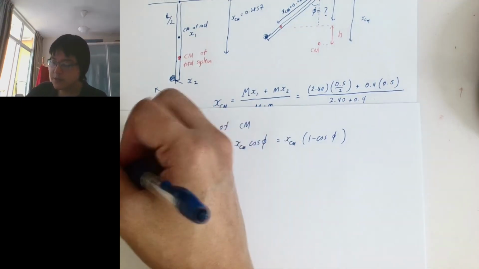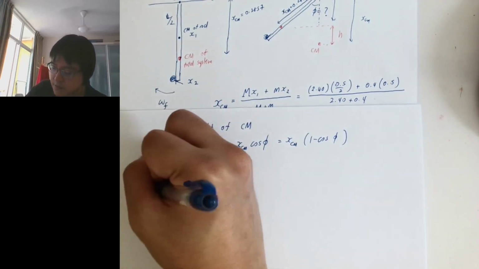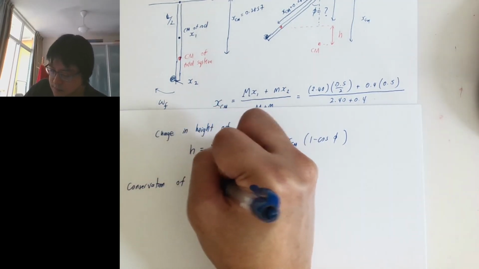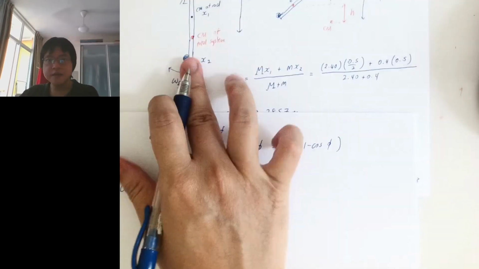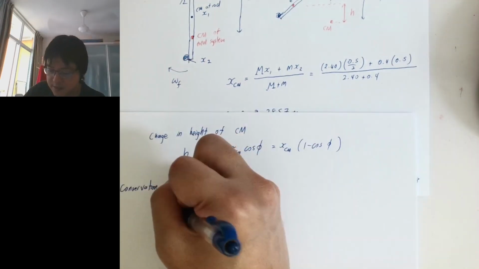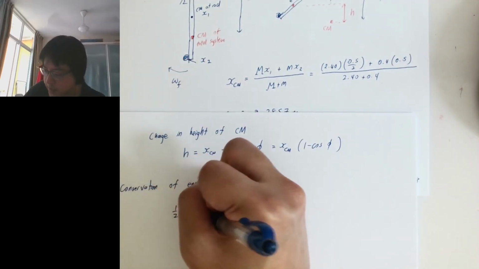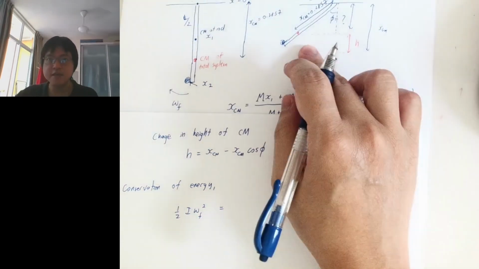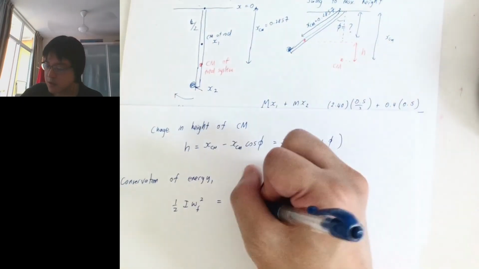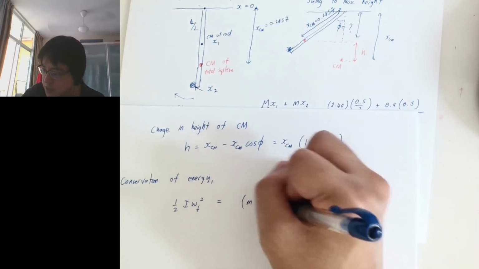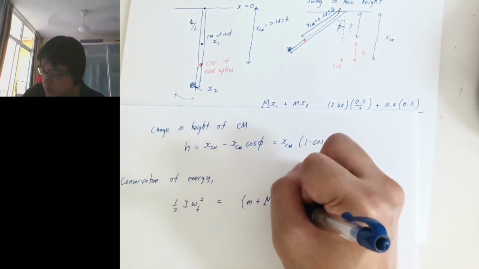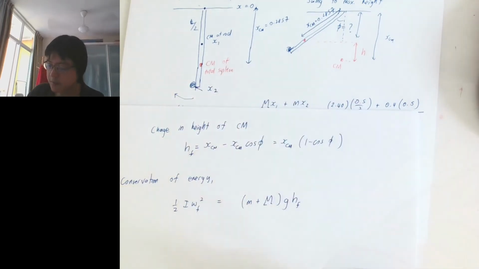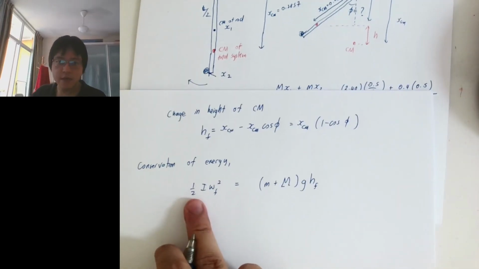Now we can use the conservation of energy. My energy at this state is half I omega final squared, and by the time it reaches here, it swings until rest. So all the rotational energy will be converted into potential energy. So I want to calculate the final height. Let's work out the left and right hand side.